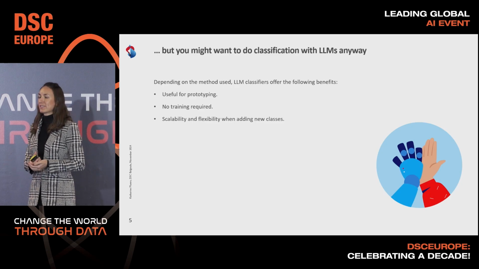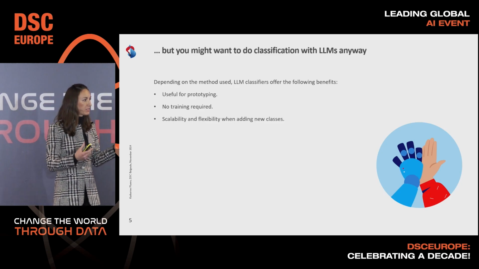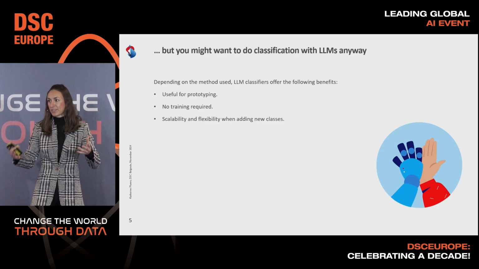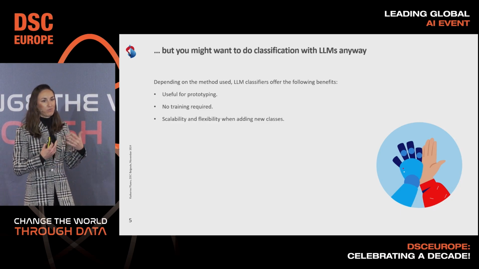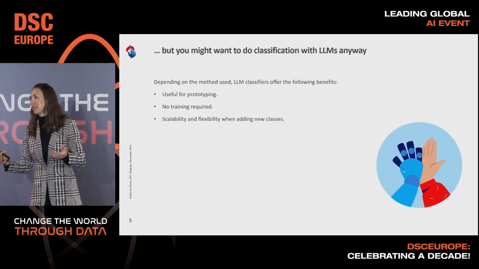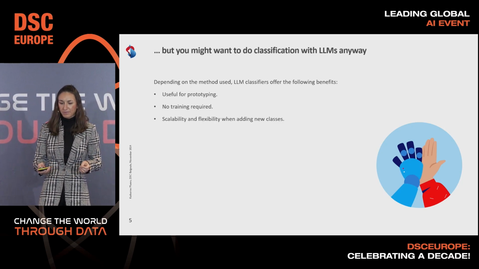They have scalability and flexibility when adding new classes. I'll talk more about this later, but in a machine learning classification task, each label you want, that's a class, and normally you'd have to add new data and retrain if you want to add a new class, and with an LLM, it's much, much easier.